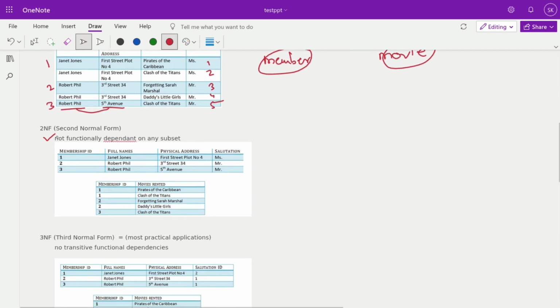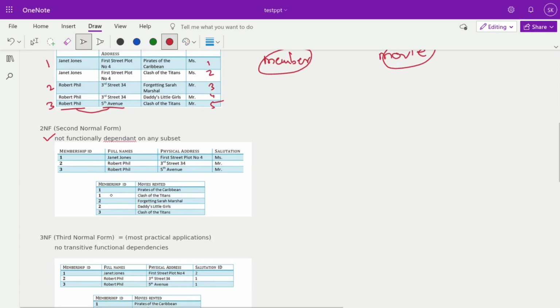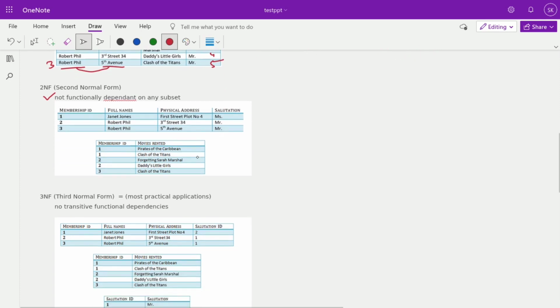So we have 3 rows, and out of that we have 5 movies, 1 2 3 4 5, all different. So we created these 2 tables out of this. Second normalized form is achieved by doing that. Okay, so next is the third normalized form.